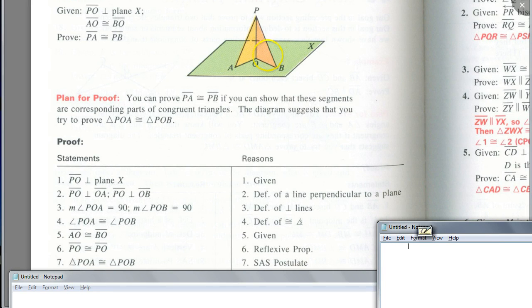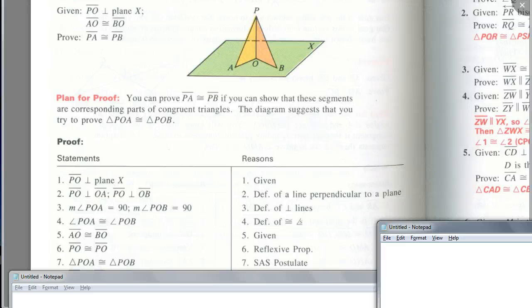Right? Because we have the sides PO and AO, and then the included angle POA congruent to PO and OB, and then the included angle POB. That's why it's side angle side, not angle side angle. Okay? We've only shown two sides and the included angle, right? Now, what's our last step? Everyone should know the last step now.